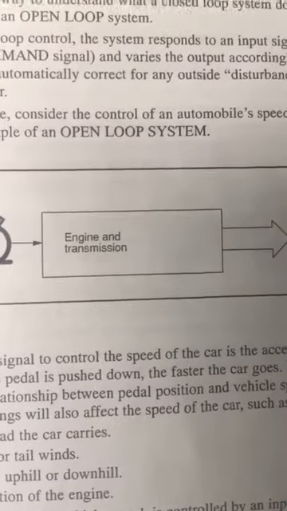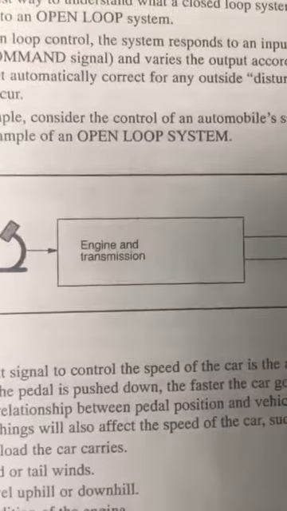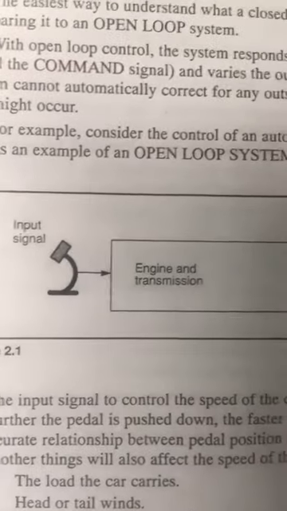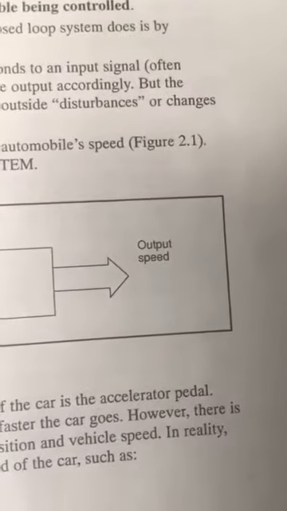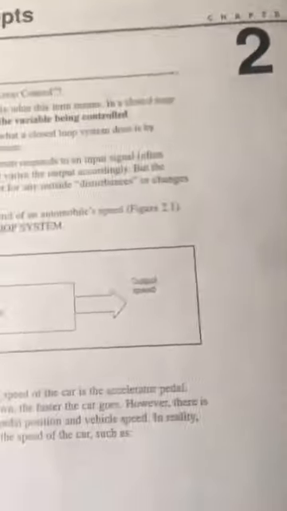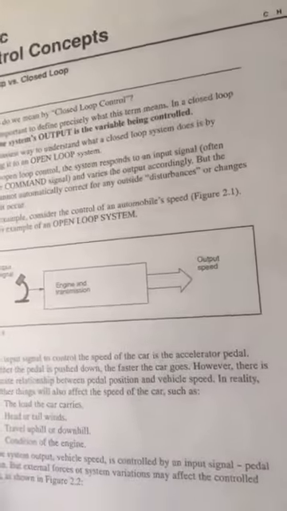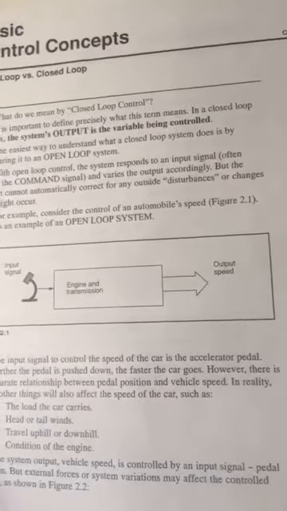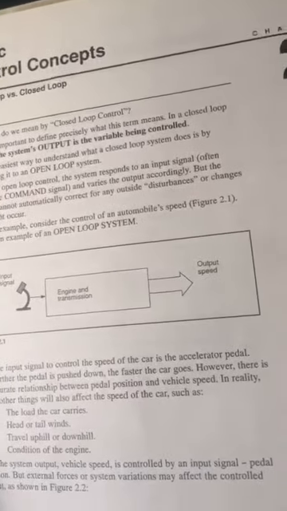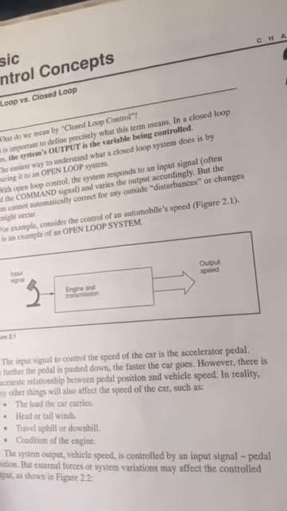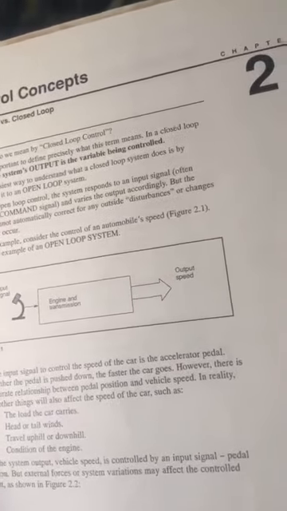For example, consider the control of an automobile speed. This is an example of an open loop system. Acceleration is the input and there is an output signal. The input signal to control the speed of the car is the accelerator pedal. The further the pedal is pushed down, the faster the car goes. However, there is no accurate relationship between pedal position and vehicle speed.